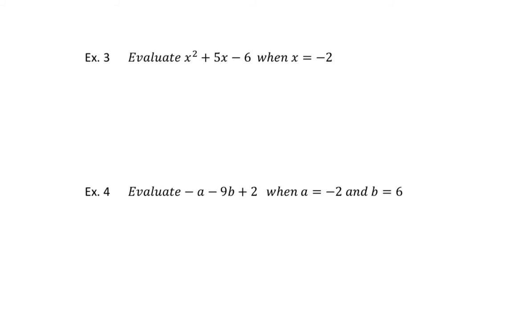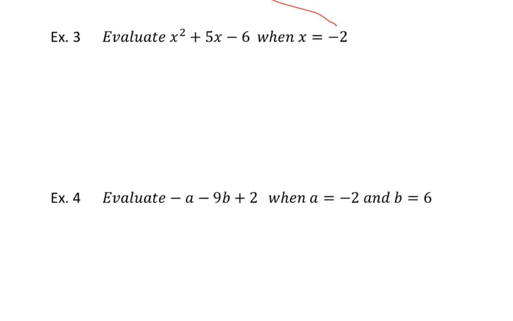Evaluate x squared plus 5x minus 6. So in this case, we have 2 spots for x. We are going to put in that same value they specify. It says when x equals negative 2. We're going to put that in both spots where I see an x. So that's negative 2, again, I'm going to use parentheses, to the power of 2 plus 5 parentheses negative 2 minus 6.